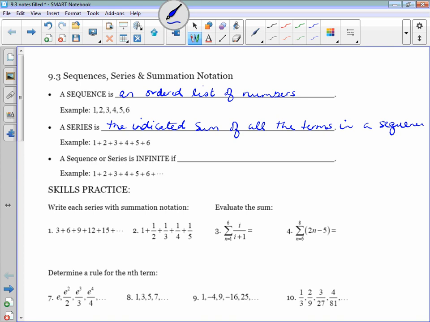And I will show you guys how to do the summation on your calculator in case you forgot. There's a nice little shortcut for that too. Okay. All right, and then a sequence or series, it's infinite if it contains an infinite number of terms. So if you see that dot, dot, dot at the end, that means it's going forever. That's infinite.